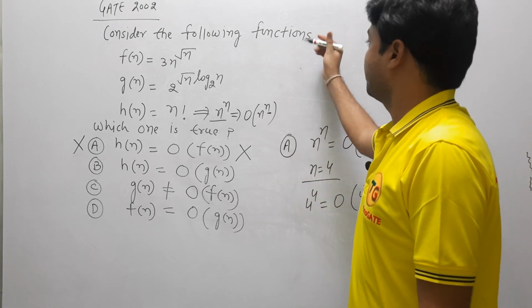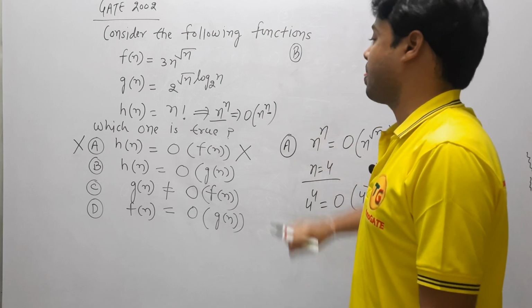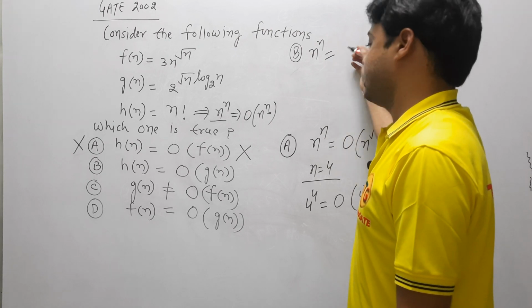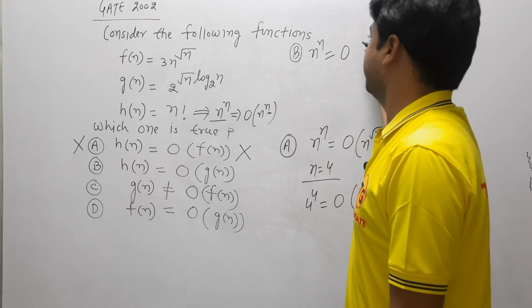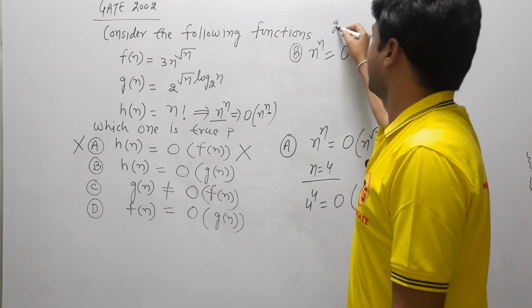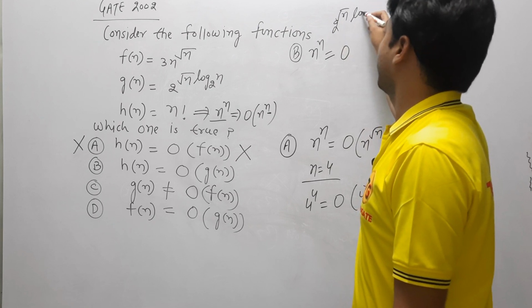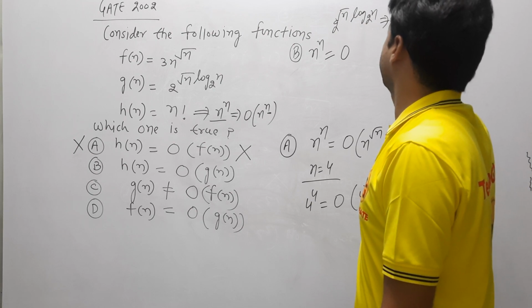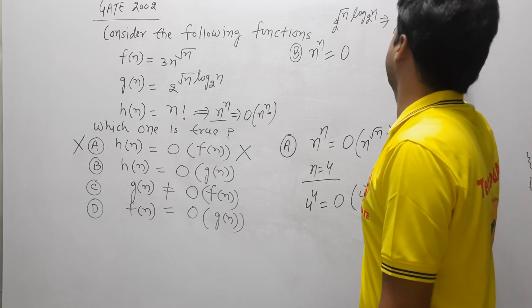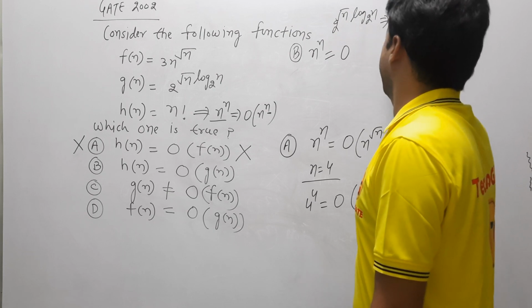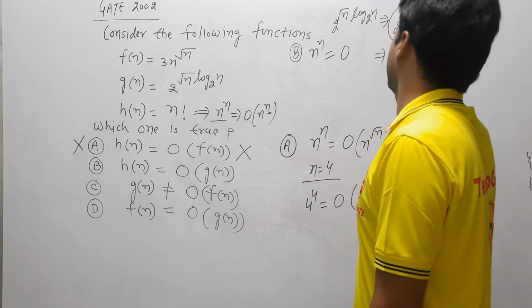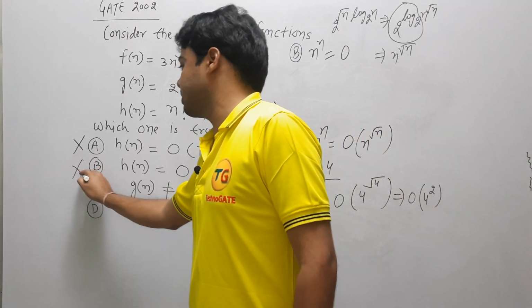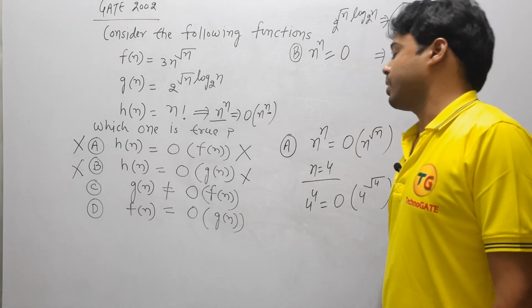Now option B. Option B is: h of n, n raised to power n, is big-O of g(n). g(n) is 2 raised to root n log n. So here it is 2 raised to power log n, raised to power root n. Again, by the logarithmic property this becomes n raised to power root n. Again, the same problem with this one, so B is again false.